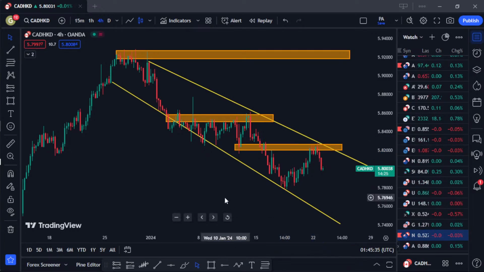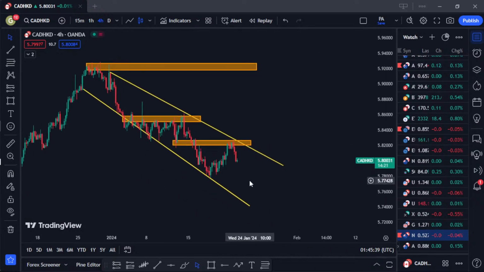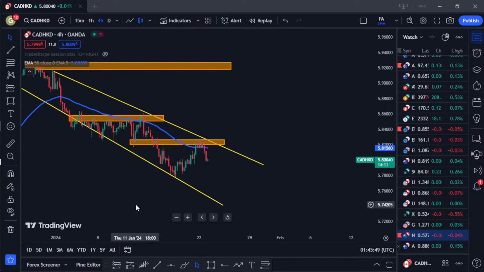So now the market is at a swing point right now. Since this market is in a downtrend, let me just add the 50 EMA to actually confirm. So the market is actually in a downtrend and at a good sell opportunity. The reason why I say it's at a good sell opportunity is that the market recently came back to retest this area here, and then it's trading downwards already. So you can decide to sell the Canadian dollar and Hong Kong dollar right now.